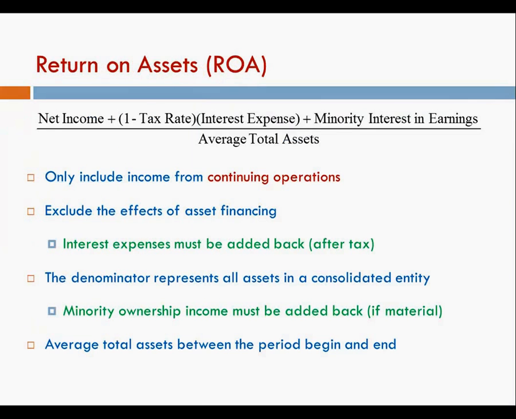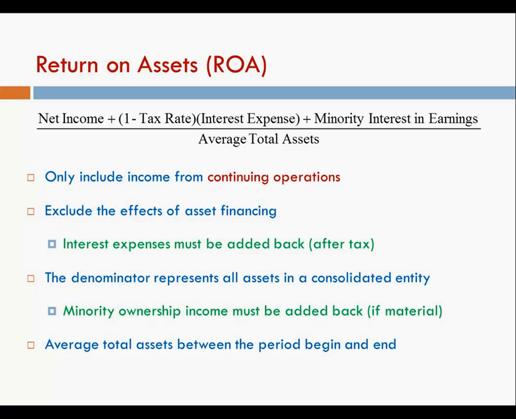So let's first look at return on assets. You may have seen this at other times with a slightly different formula. Starts with your net income. You add in your interest expenses, factoring in taxes. You also add back in any minority interest you have in the earnings of any other companies. So Pepsi's minority interest in the bottlers would be considered in here.